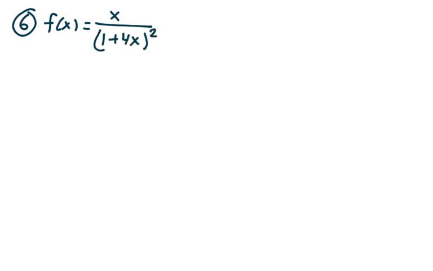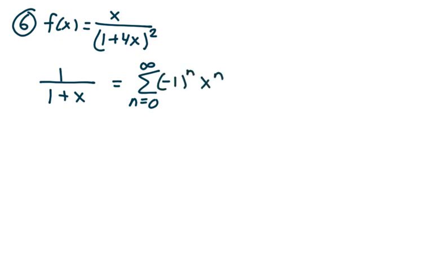Let's take a look at 6. So if I have f of x is equal to x over 1 plus 4x squared, and I want to represent this function as a power series, the question is, what do I do? Now, we already know that 1 over 1 plus x is the summation from n equals 0 to infinity of negative 1 to the n x to the n. We know that, right?